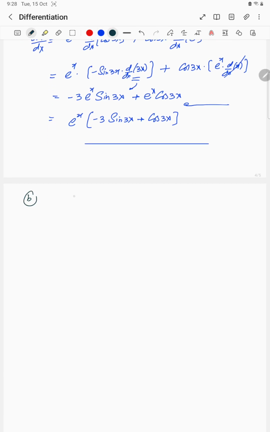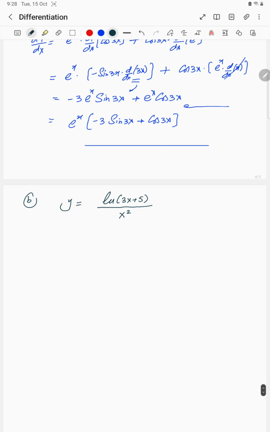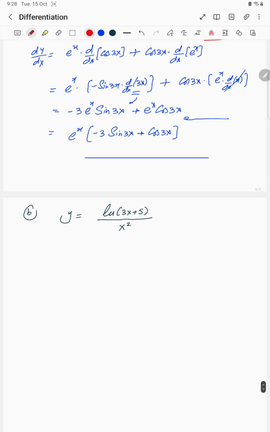We have to find dy by dx for y equal to natural log of (3x plus 5) divided by x square. So what to do? Here you can see we have two functions. One is a log function, one is a quadratic function, and they are going to divide. So we will use the quotient rule.